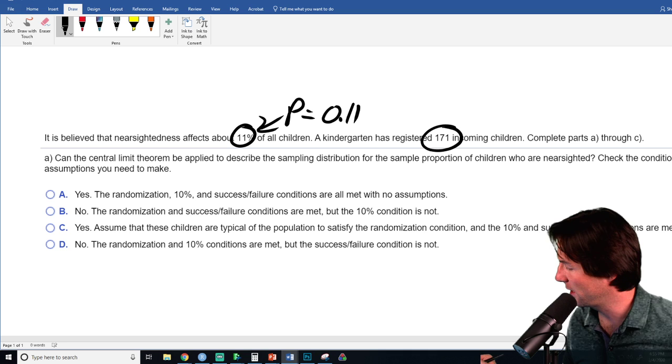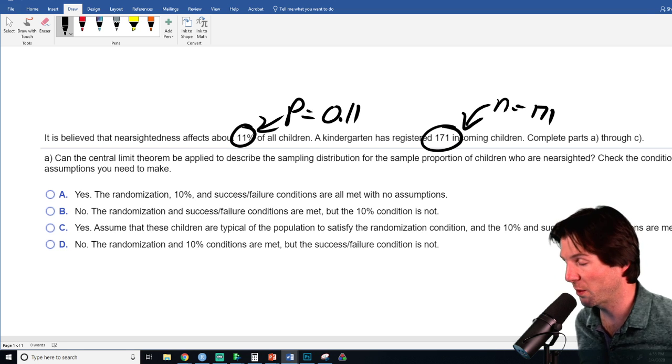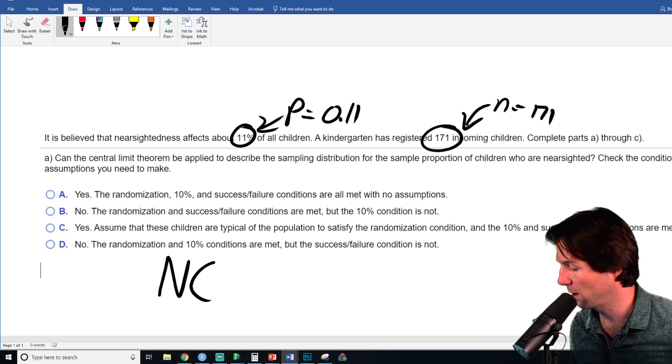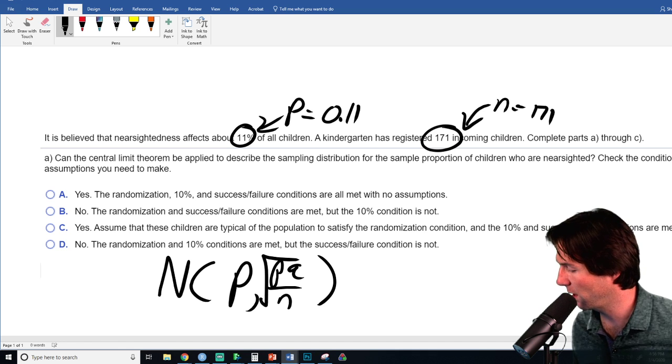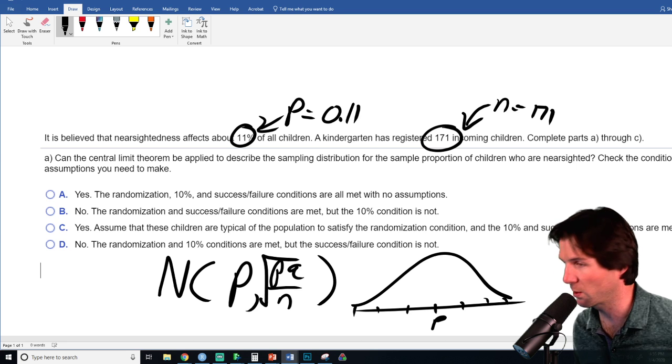Next, we see N right here, which is the sample size we are going to take. So we know N equals 171. So we've actually got all the notation we need for the sampling distribution. We know that the sampling distribution is normally distributed with a mean of P and a standard deviation of the square root of P times Q over N. And that's going to allow us to draw this out right here and put P at the center of it, and then go up and down standard deviations of the square root of P times Q over N.